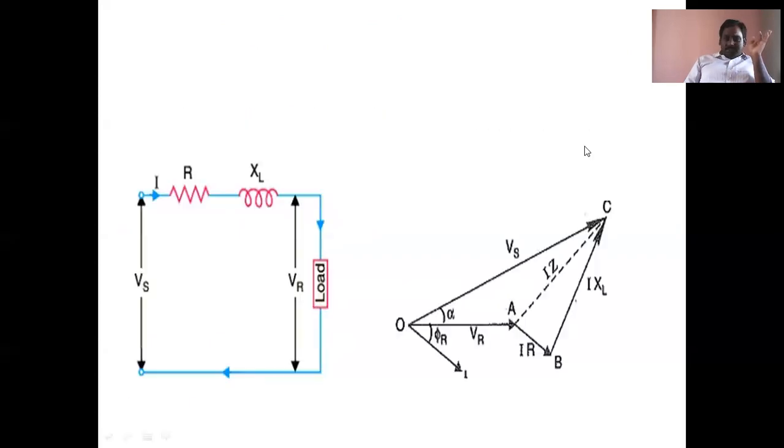OC is nothing but Vs. OC is nothing but Vs, that's why Vs square. And again, OD is nothing but OA plus AB, and this is BC here. Or otherwise, whether it is AC, this is AB plus AD plus DC.